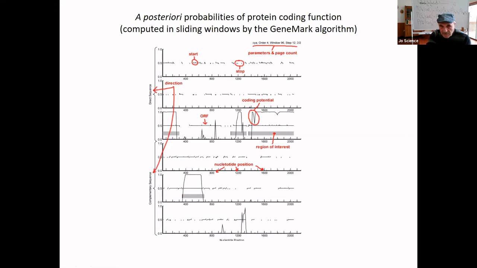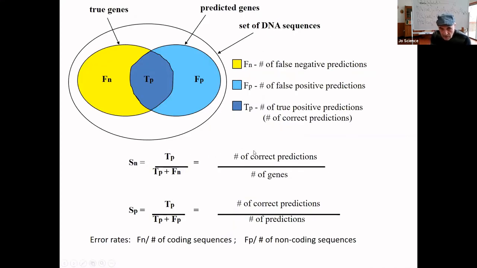Now, there are important concepts of how to measure accuracy. It will be sensitivity and specificity. When you predict genes, you want to predict all the genes which are in the sequence, and your predictions shouldn't be too many because you may generate false positives, and your goal will be minimum false positives as well. So you want to maximize the fraction of true genes that you find, while minimizing false positives.